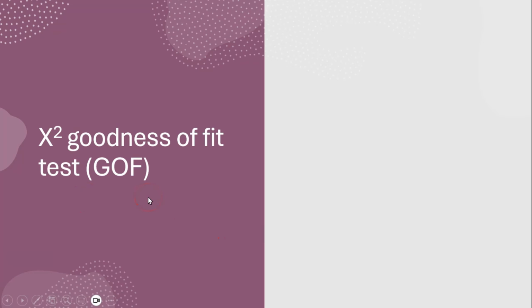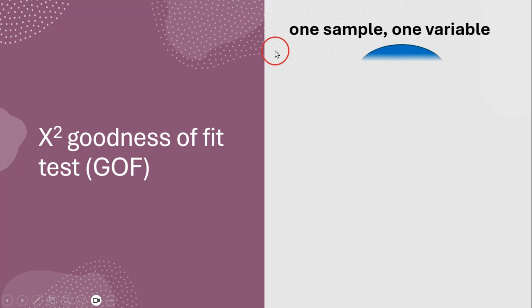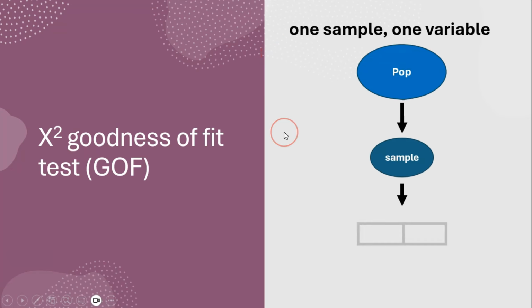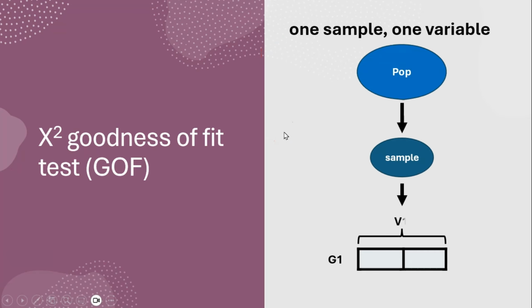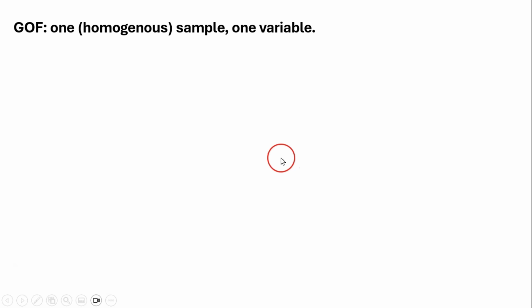And the last example is the goodness of fit test. The setup for that one is we have one sample and one variable. It would look like the following. Okay. One group, one variable. That's typically a yes, no, for example, or some type of variable like that. Categorical, nominal level. So we have one homogeneous sample typically and one variable.